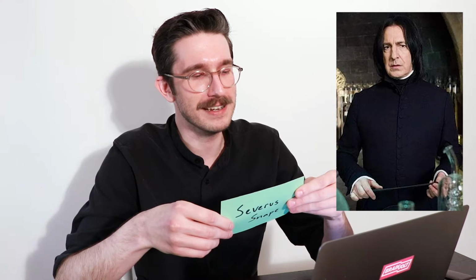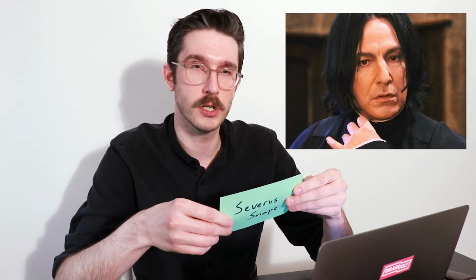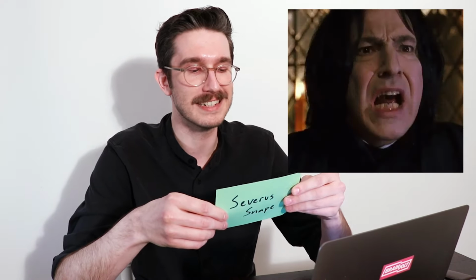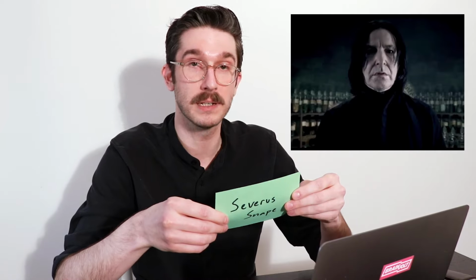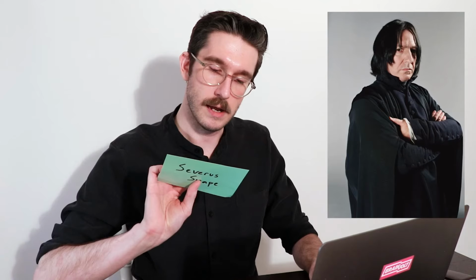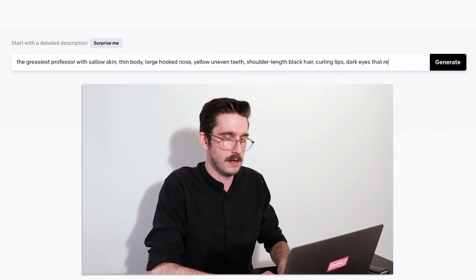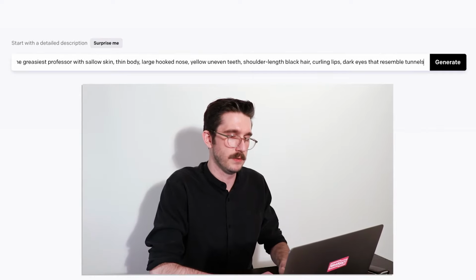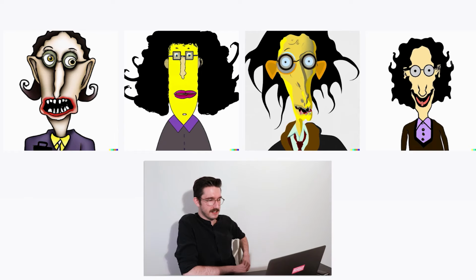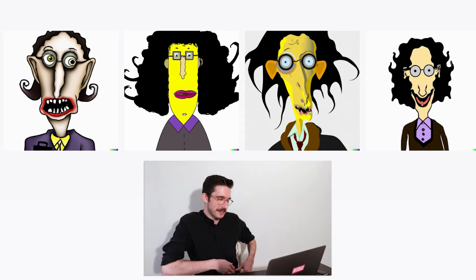He's got a thin body, sallow skin, large hooked nose, yellow uneven teeth, shoulder-length greasy black hair, curling lips, and dark penetrating eyes that resembled tunnels. Okay, so let's put all that in, see if we can conjure a Snape. Eyes that resemble tunnels. This is gonna be great. Oh my, Snape, no! Oh my poor beautiful Snape. Alan Rickman, what has happened to you?